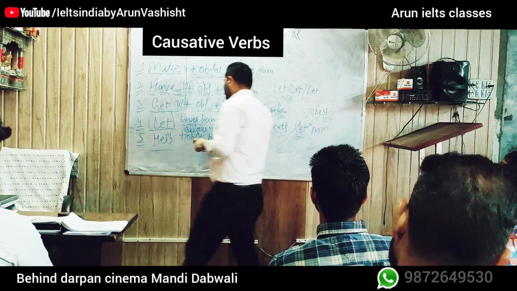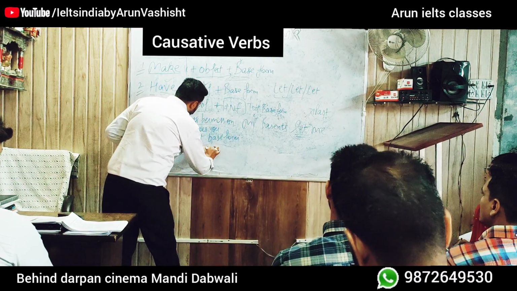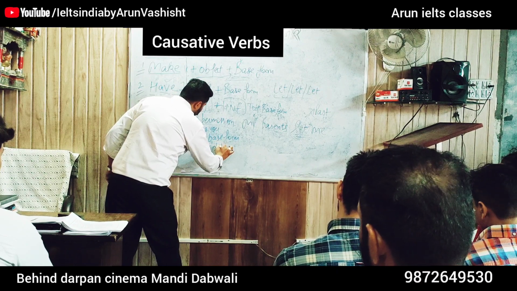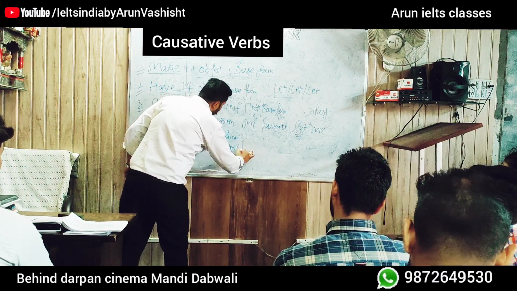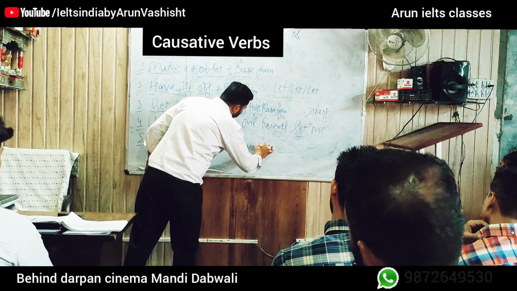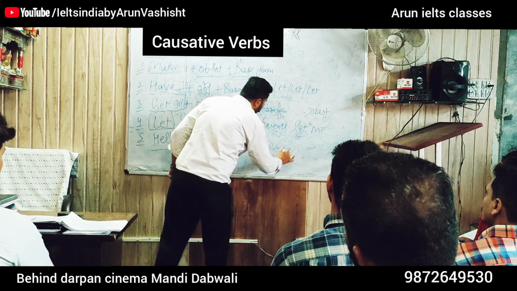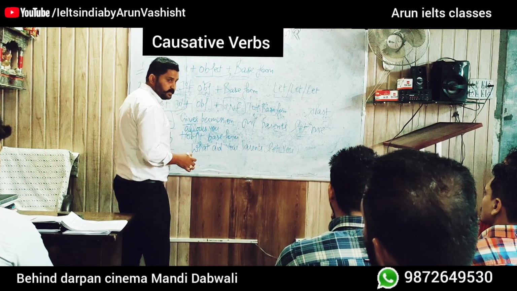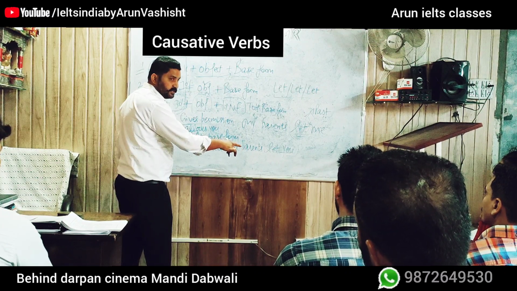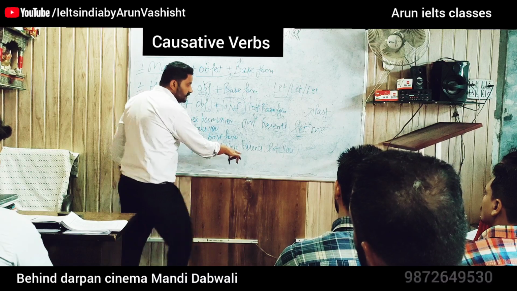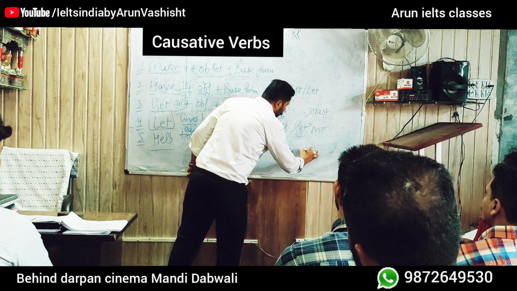Okay, the question is, everybody, come on. What did your parents let you? The 'you' is an object. After this, what do I need? Base form. What did your parents let you?